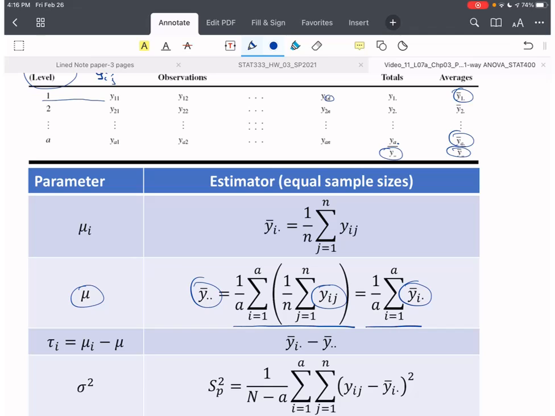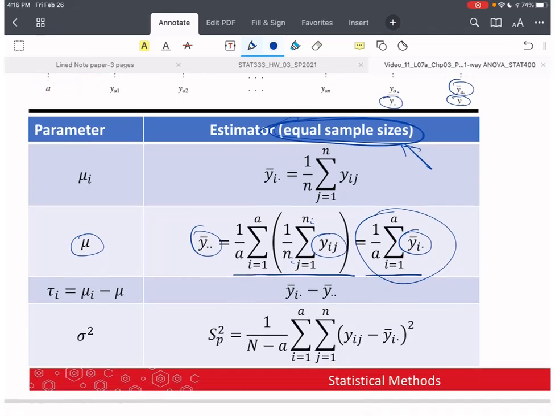This works only because we have equal sample sizes. If we didn't have equal sample sizes, this formula would not work for you. And in fact, you'd have n sub i up here and n sub i here, and you would not average these this way. You would add everything up and then divide by the sum of the n sub i's.